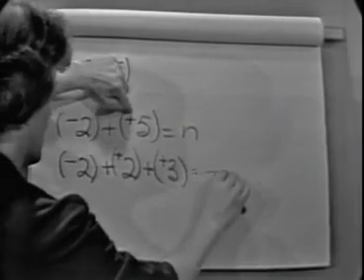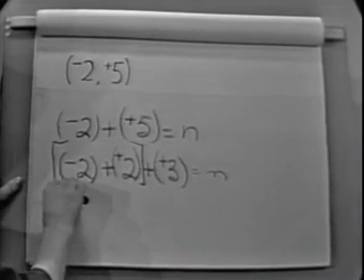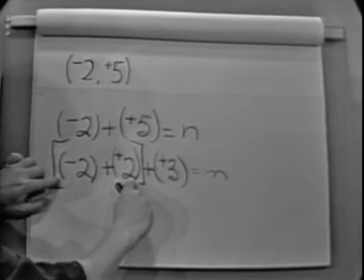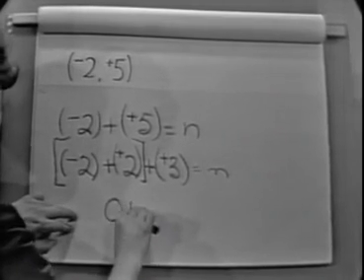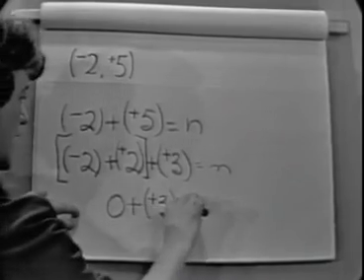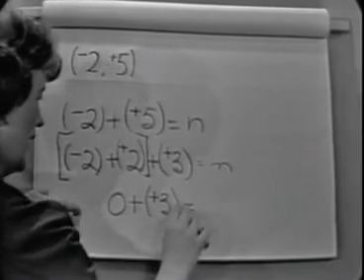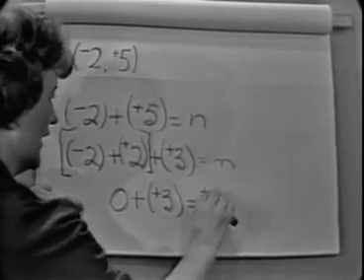Now, using the associative property, a negative 2 plus a positive 2, we could then have 0 plus a positive 3 is equal to our n, or, as we see here, n would be then a positive 3.